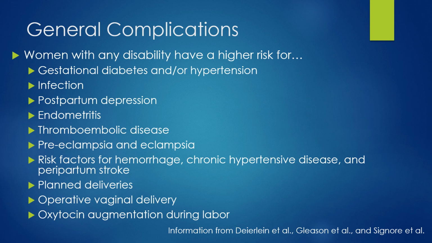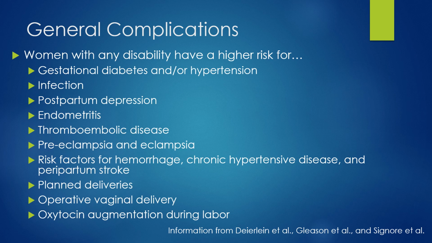Here are some of the complications disabled women experience that may contribute to the composite risk previously discussed. They are gestational diabetes and/or hypertension, infection, postpartum depression, endometritis, and thromboembolic disease. Disabled women are also more likely to have risk factors for the following compared to non-disabled women: hemorrhage, chronic hypertensive disease, and peripartum stroke.